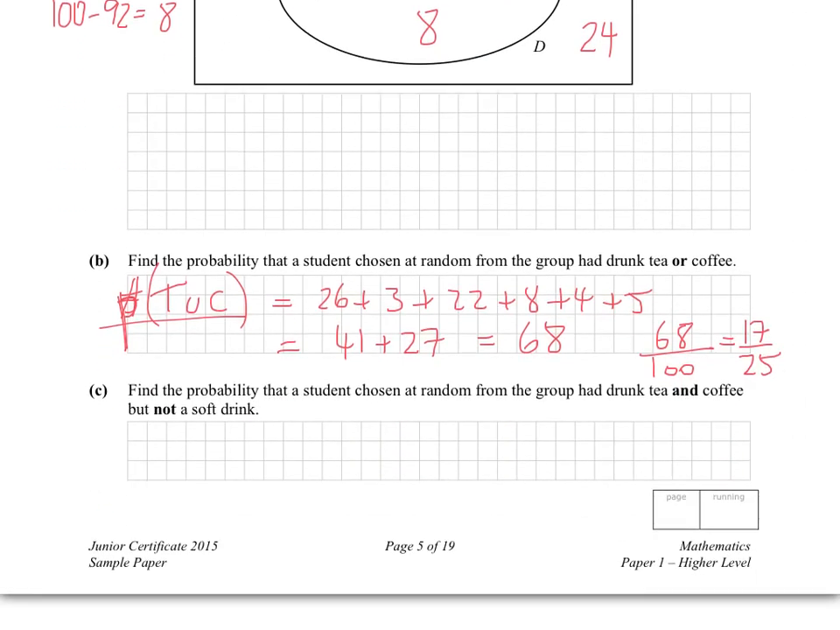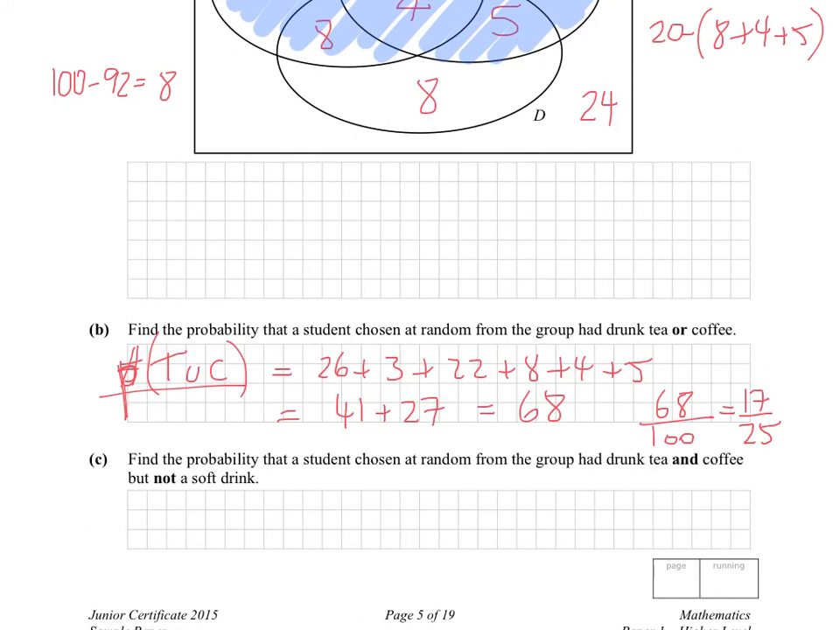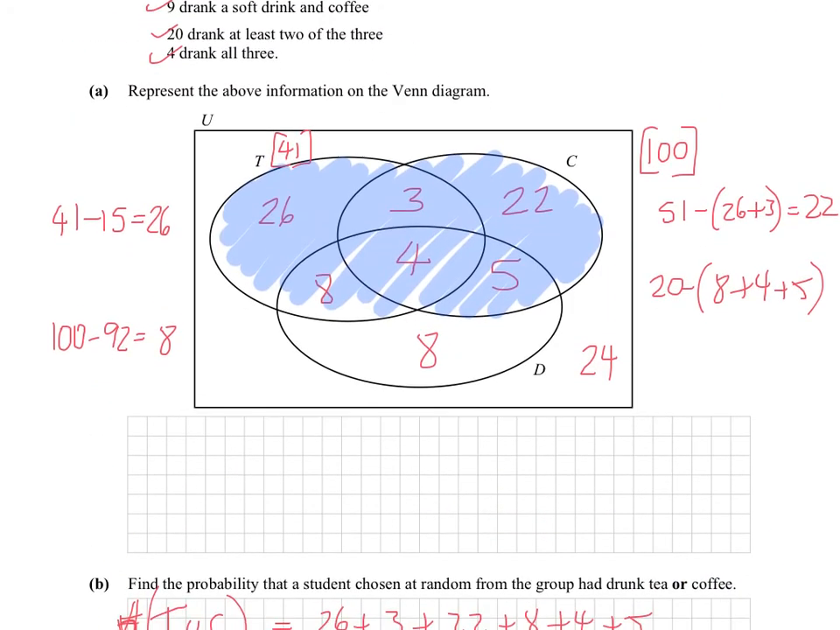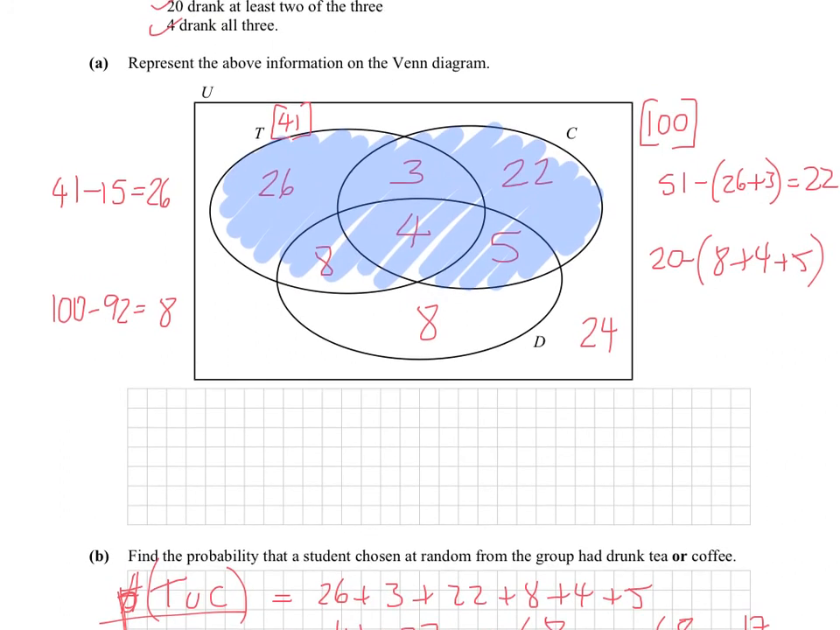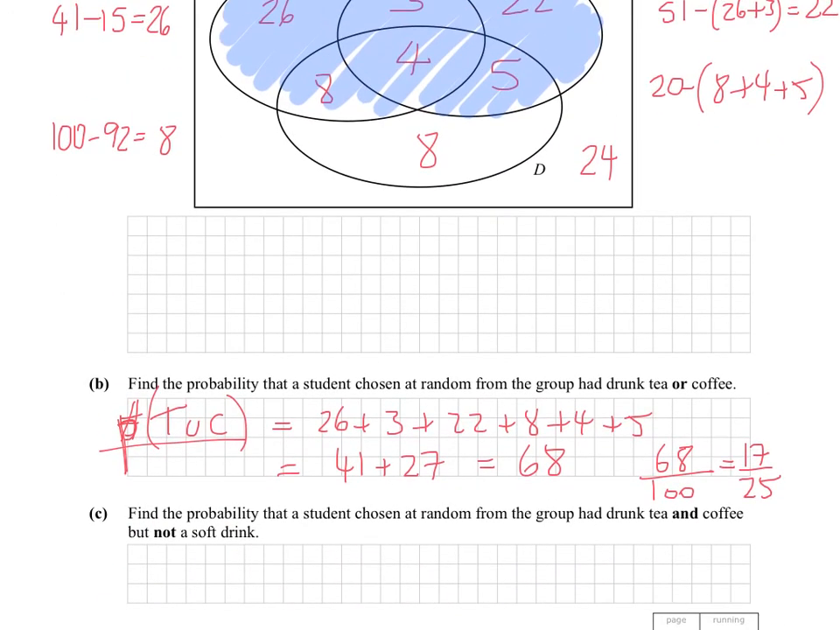Moving on to the last part, we're asked what's the probability that a student chosen at random from the group drank tea and coffee but not a soft drink. So what's that section? Tea and coffee is the intersection but not a soft drink, so we're talking about this section here, the 3 people only who did tea and coffee but not soft drink. So it's just a case of reading the value 3 and taking it out of the total of 100. And our answer to that one is just a straightforward, no workings required, 3 out of 100, or 0.03 or 3%.